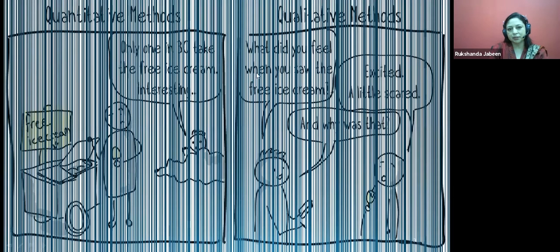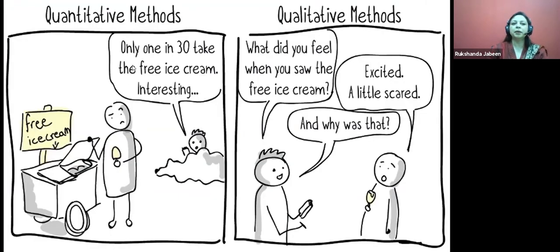I think this cartoon picture will best explain and illustrate this, where the quantitative and the qualitative methods are focusing on different perspectives. The quantitative method is focusing on the proportion of the free ice cream lovers, whereas in the qualitative, the researcher is viewing the emotions and feelings of the participant on getting free ice cream.